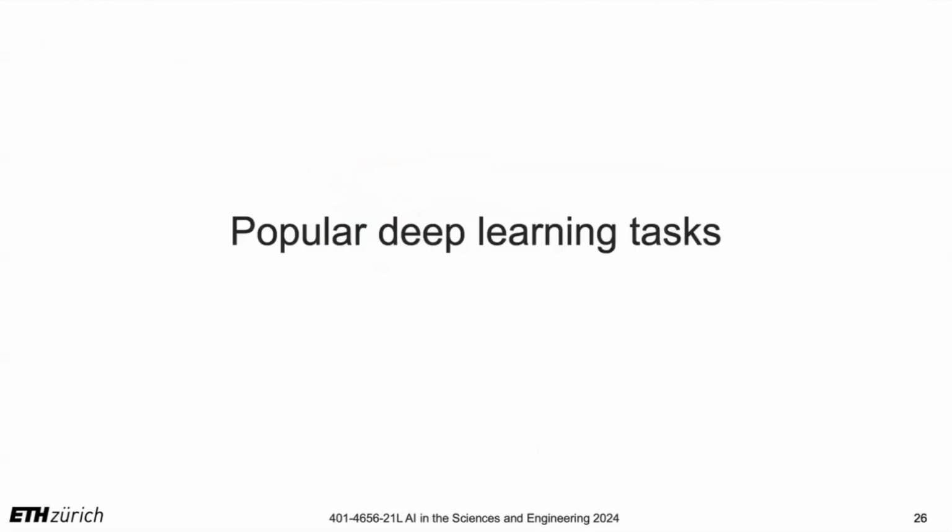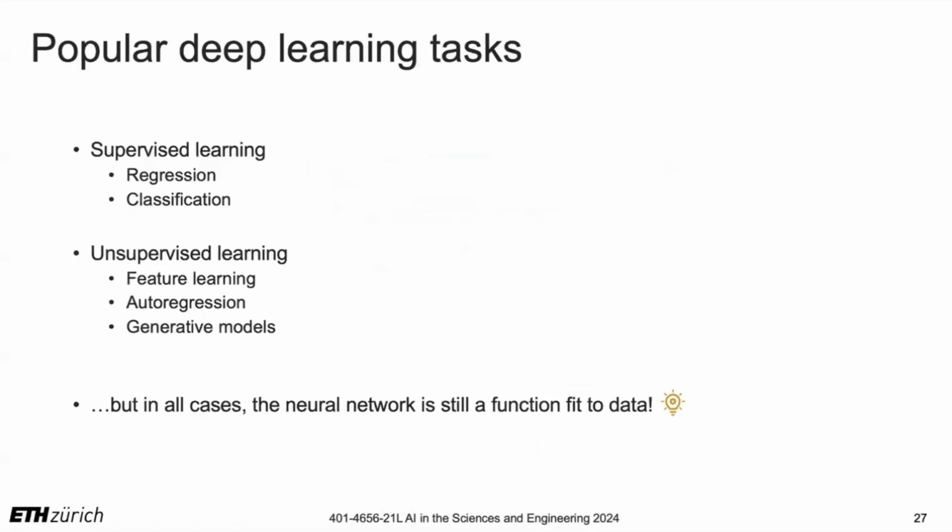Okay, so I've given you a brief overview or recap of what neural networks are and how we train them. So now I'm going to go through some of the popular deep learning tasks that we often train neural networks on. In particular, I'm going to talk about supervised learning, and I'm going to cover regression and classification. Then I'm going to talk about unsupervised learning and feature learning, autoregression, and generative models. But I want to go back to this point that I said at the start. In all of these cases, even though we have maybe a different objective and a different way that we use our training data, in all cases, the neural network is still a function that is fit to some data objective.